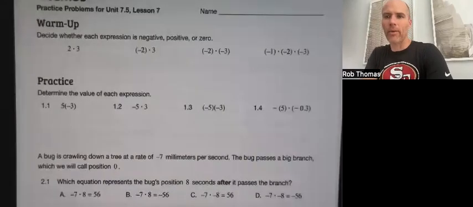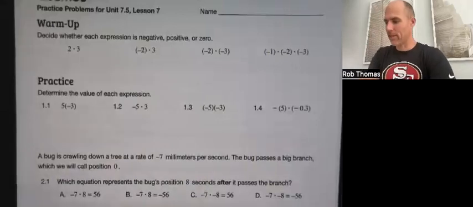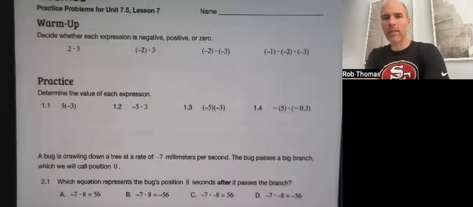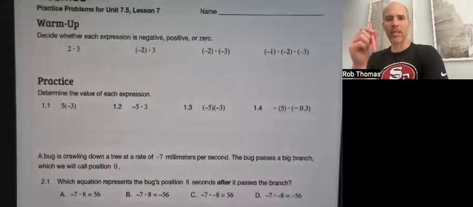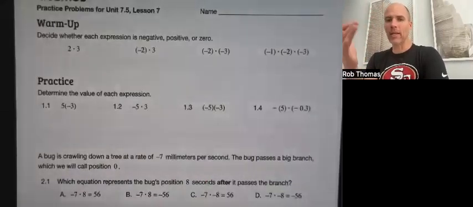Hey, today we're going to be doing Desmos Unit 5, Lesson 7, or if you're online, it's Practice 7.5.7. Let's get started. So we got the warm-up. It says decide whether each expression is negative, positive, or zero. So what we're practicing right now is just knowing the rules of when you're multiplying and dividing positive and negative numbers, do those answers come out positive or negative?